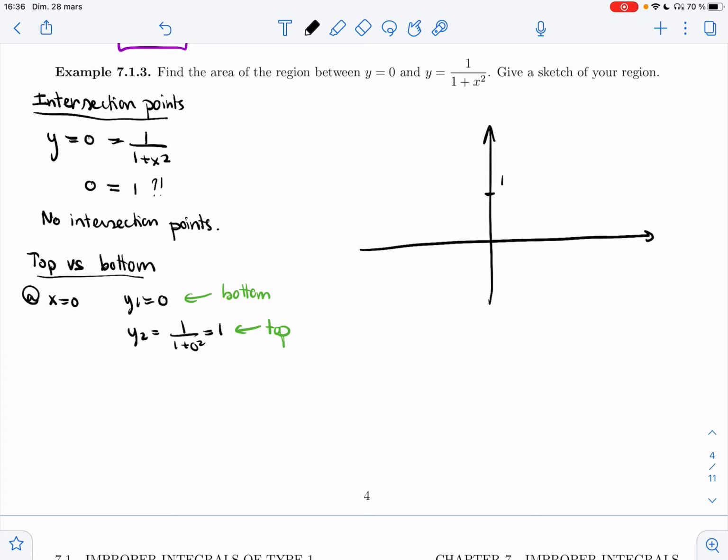All right, so I start at 1. I sort of know what the curve looks like. It goes down a bit and goes towards 0. So this is the region we're looking for. All right, so let's say this is good enough.